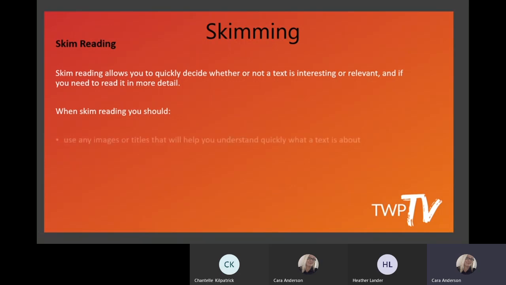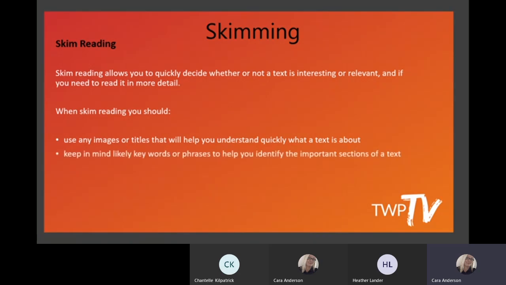So when you're skim reading, make sure you use any images or titles that will help you understand quickly what a text is about. For example, if one of your texts is an article, hopefully that article should have a heading and subheadings, and that's going to give you an idea of what's in there. Keep in mind likely keywords or phrases to help you identify the important sections of a text. So that could be a key indication.